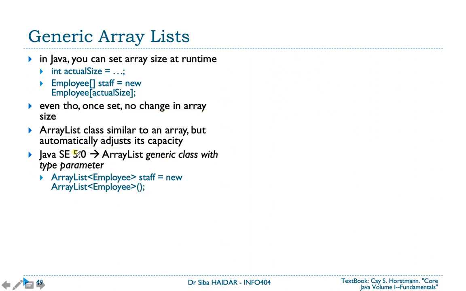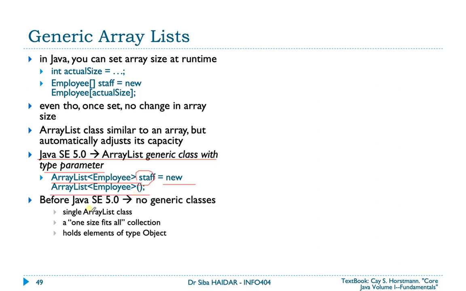Some history now. Since Java 5, the ArrayList class has become a generic class. In order to declare an array list, you must specify which type parameter it has. So for example, here we are declaring an array list of employees called staff. We write ArrayList<Employee> staff, and if we want to make this object variable refer to an object of this type, we create the object using the new operator and constructor. So new ArrayList<Employee>() again, with empty parentheses for the default constructor.